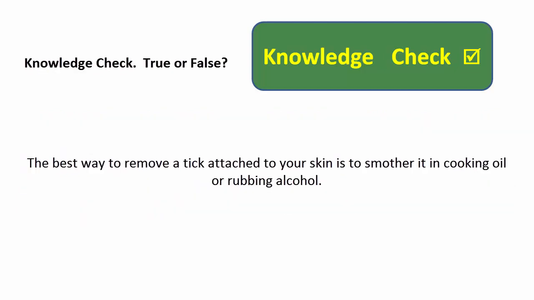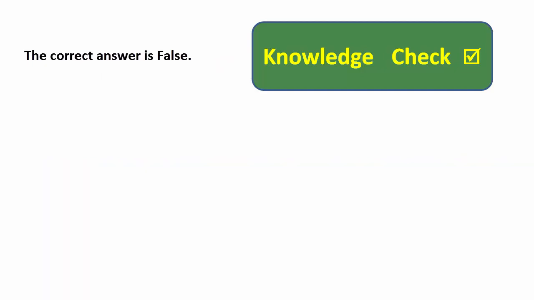Knowledge check. True or false? The best way to remove a tick attached to your skin is to smother it in cooking oil or rubbing alcohol. The correct answer is false.